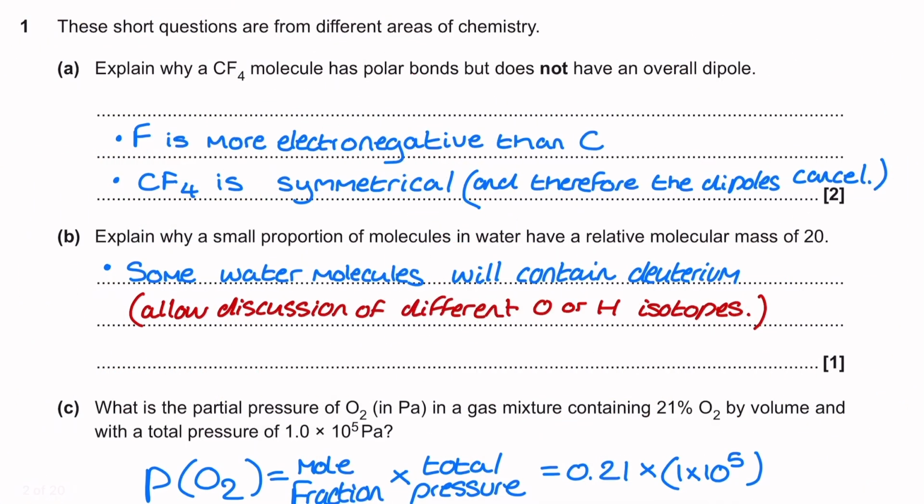Starting off here with question 1, which has a similar structure to a lot of these question 1s on the Unified Chemistry exam. It's a question made up of lots of sections that are seemingly unrelated to each other, and they all challenge a different part of the A-level. For example, part A looks at molecular geometry and electronegativity, part B looks at isotopes, and part C here looks at partial pressures, which we encounter in the equilibrium topic.